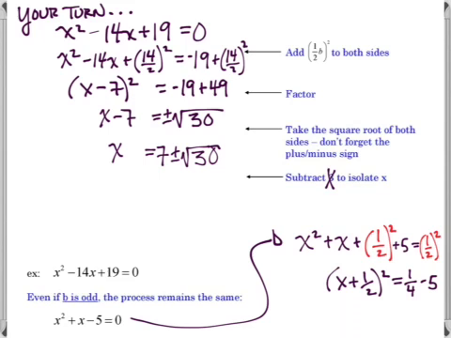X plus 1/2 equals negative 4.75. Before, 2 days ago, when you did this, we had no solution, right? What type of solution do I have now?